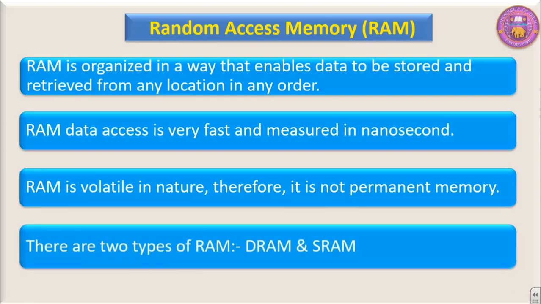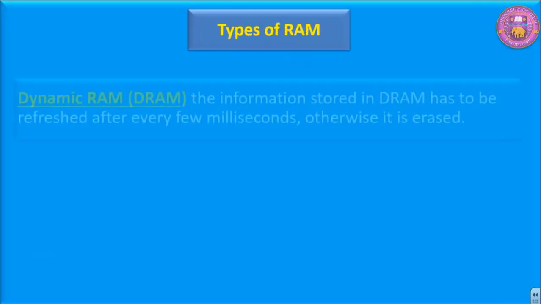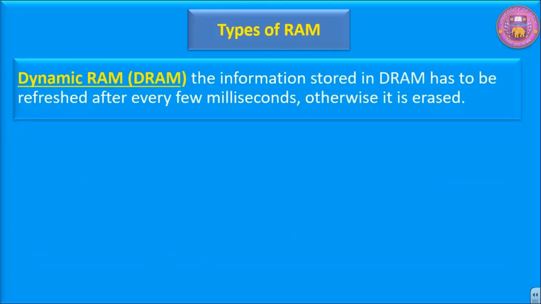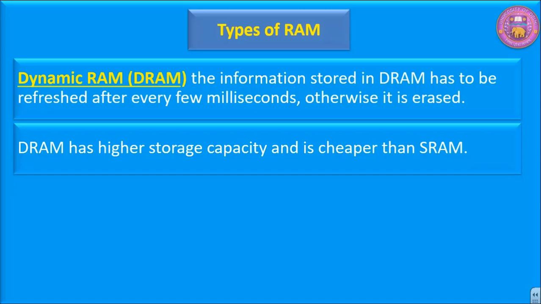There are two types of RAM: DRAM, dynamic RAM, and SRAM, static RAM. Dynamic RAM, DRAM. The information stored in DRAM has to be refreshed after every few milliseconds, otherwise it is erased. DRAM has higher storage capacity and is cheaper than static RAM.